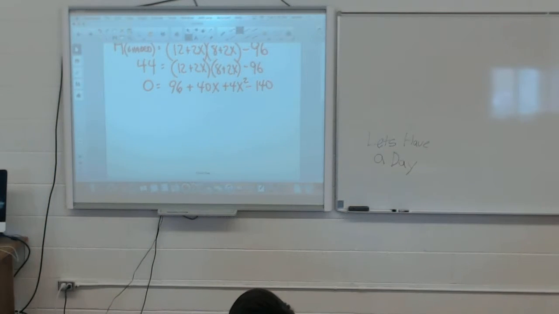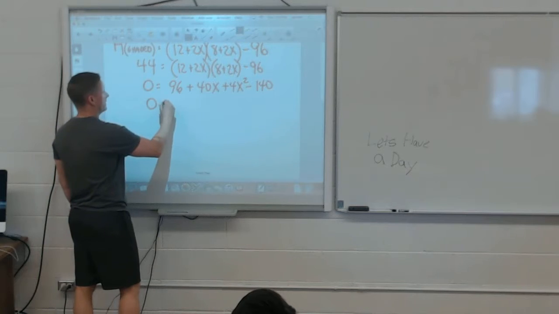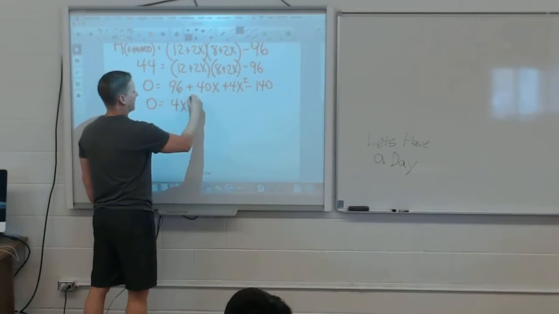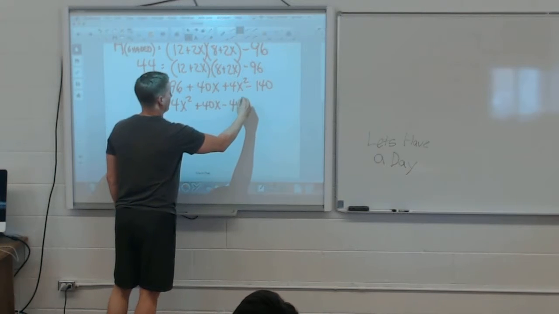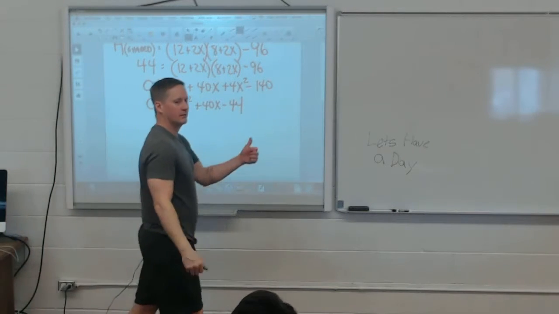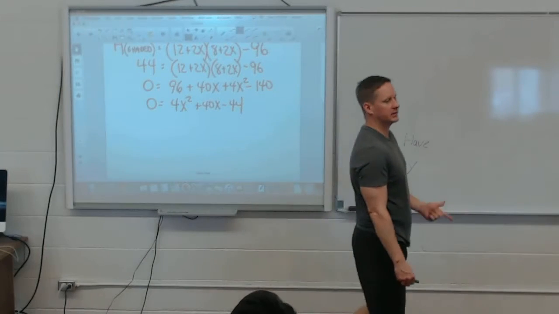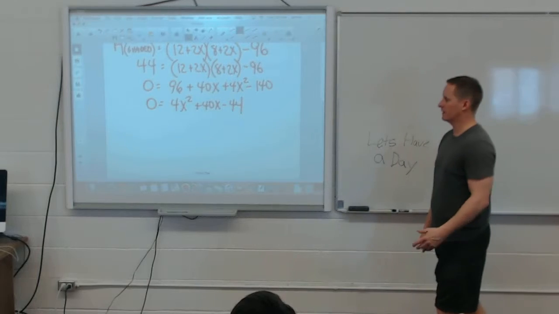Okay? So now I would simplify it. Put it into the order that I need. Okay, so I get 0 equals 4x squared plus 40x minus 44. And then from there you see if you can factor, complete the square, graph it, whichever one you do.